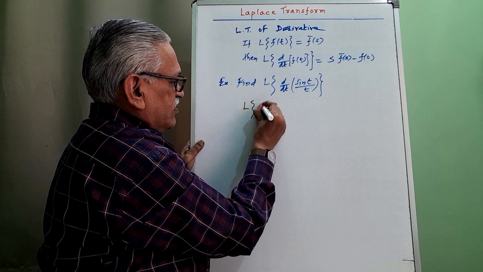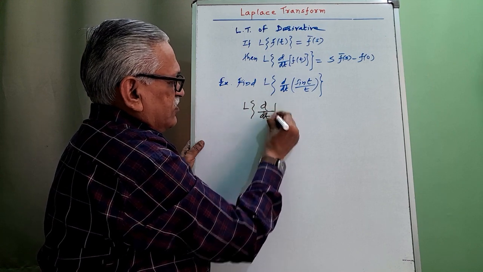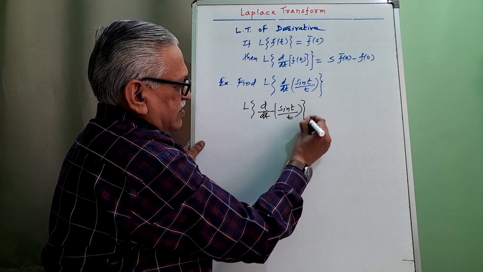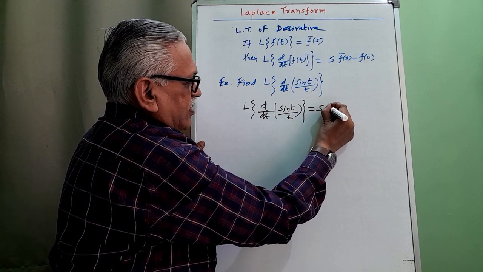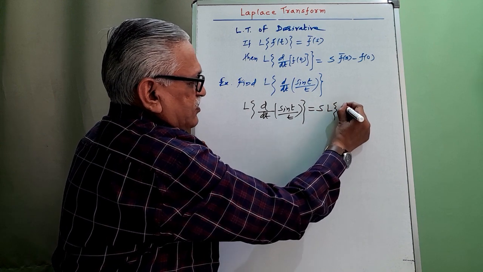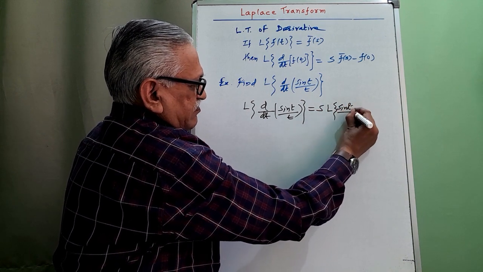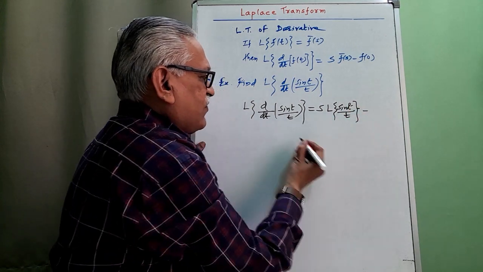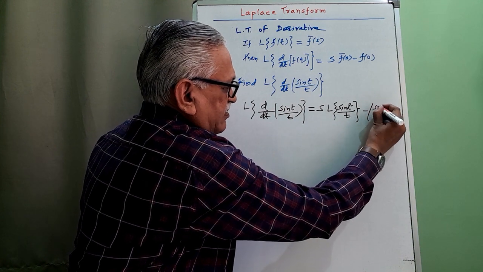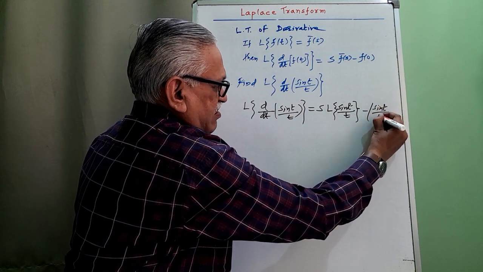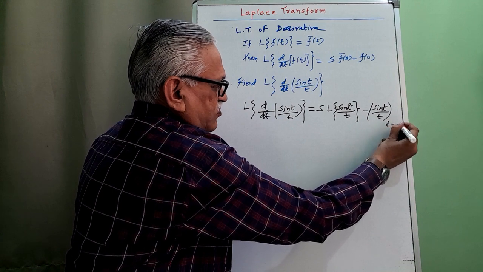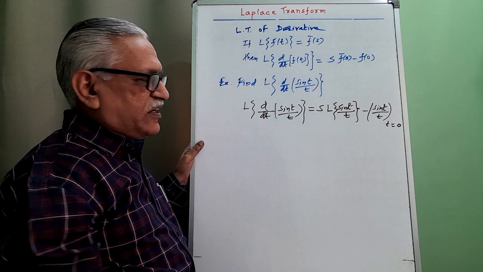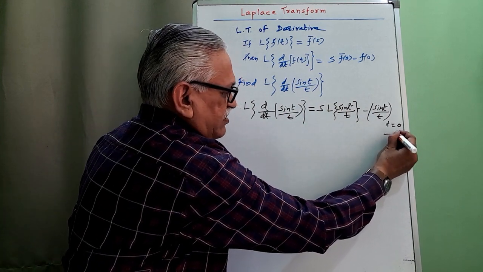Laplace of d by dt of sin t by t is nothing but s f bar of s. F bar of s means Laplace transform of sin t by t, and minus the value of that function sin t by t at t equals 0. And we try to find out Laplace of sin t by t separately. Call this equation 1.